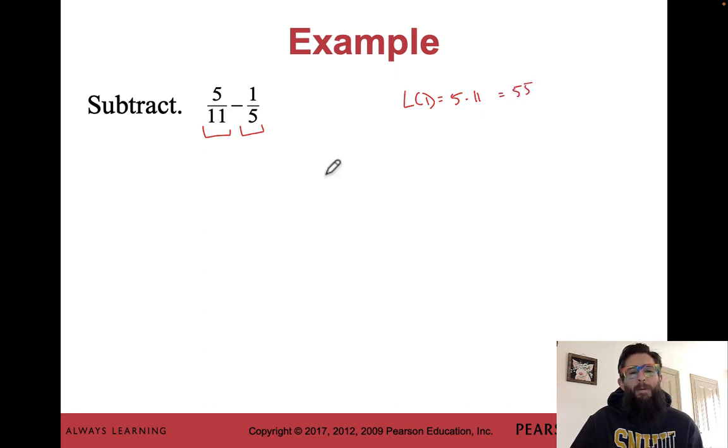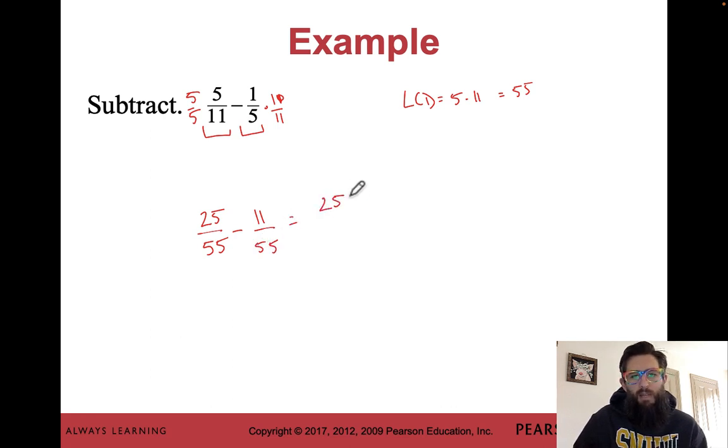Now, in short, what we're going to need to do is multiply this first fraction by 5 over 5, and multiply this second fraction by 11 over 11. So this is going to give me 25 over 55, because 5 times 5 is 25, 5 times 11 is 55, and then 1 times 11 is 11, and then 5 times 11 is 55. And now that we have the same denominator, we can do 25 minus 11 over 55, or we could say 14 over 55.